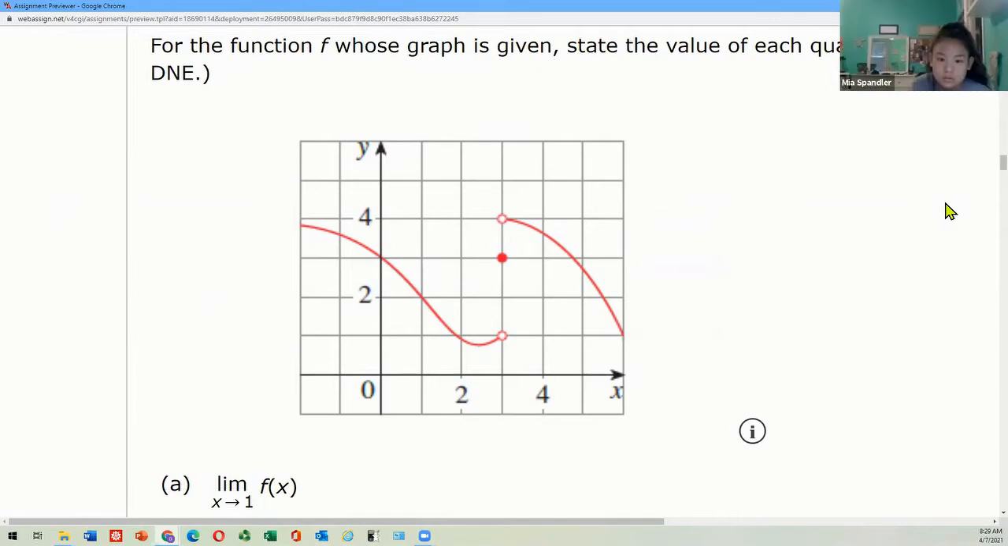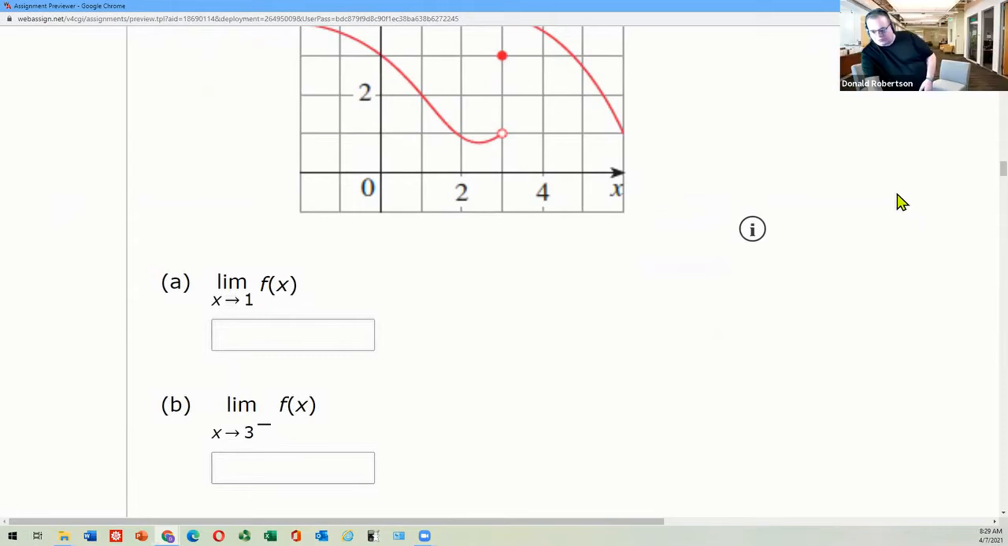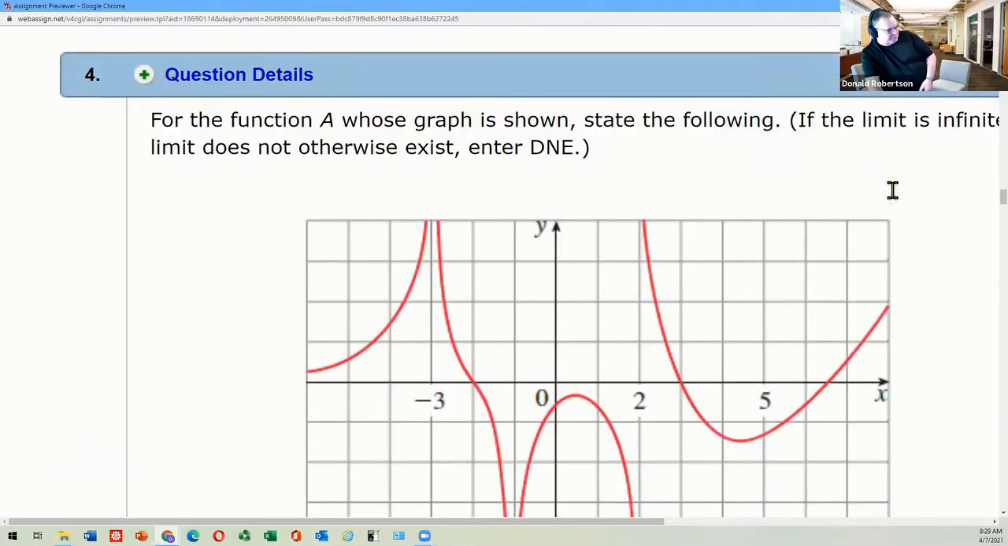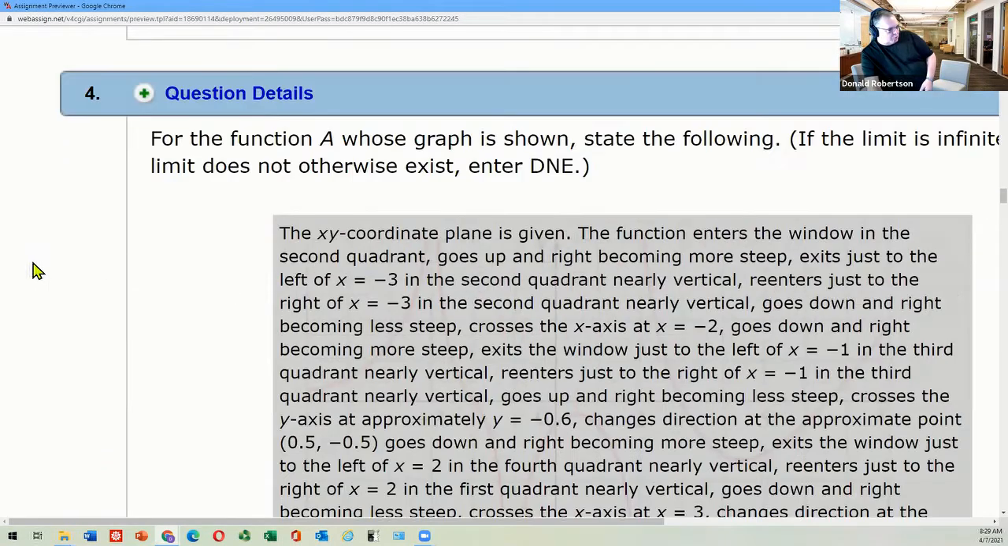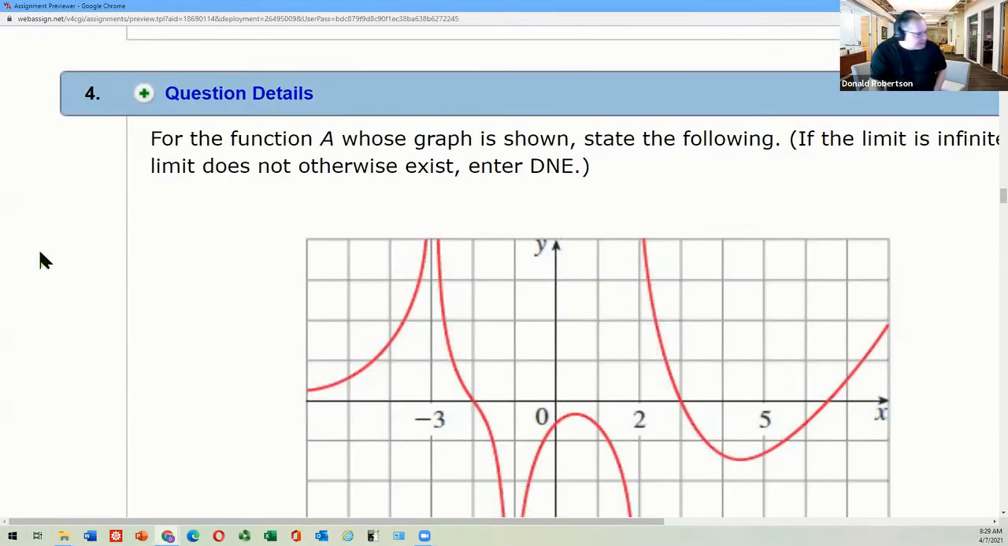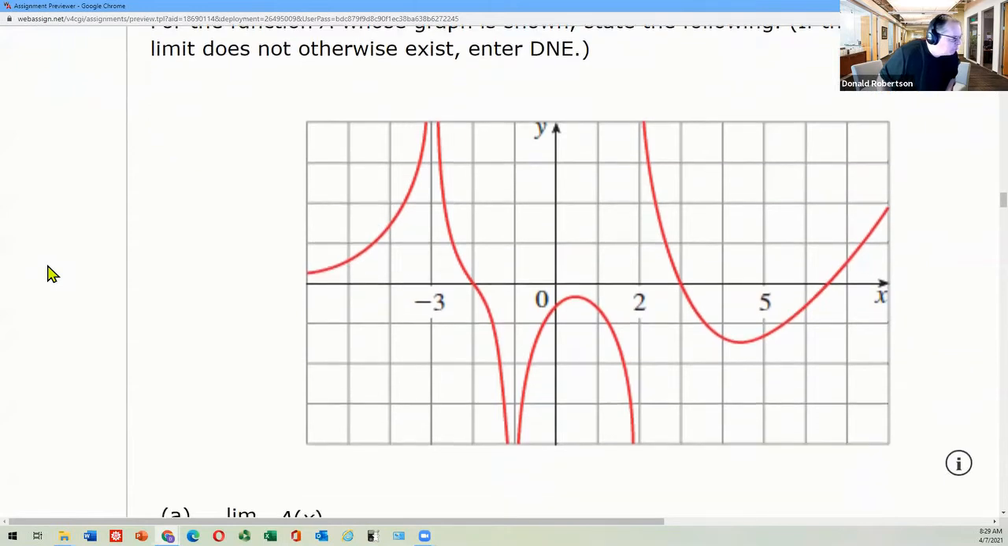3. Does the overall limit as x tends to 3 exist? Does not. Right. You see how quick your homework's going to be now? Right? Okay. Now, what this one does, it adds another layer to what limits are.